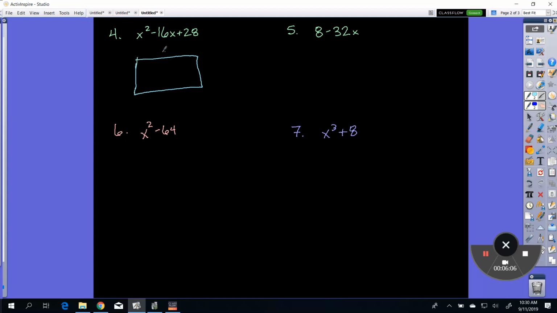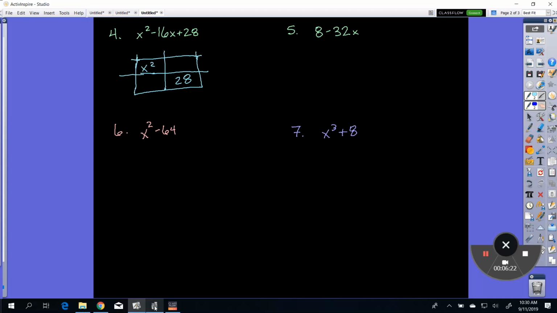So this is where we're going backwards now. If we've been using the box, now you're given the inside pieces and you have to go back to get the outside pieces. So we're saying what multiplies to be 28 and adds to be negative 16.